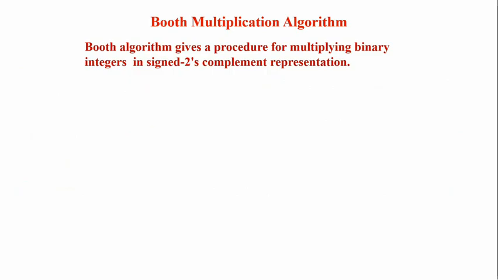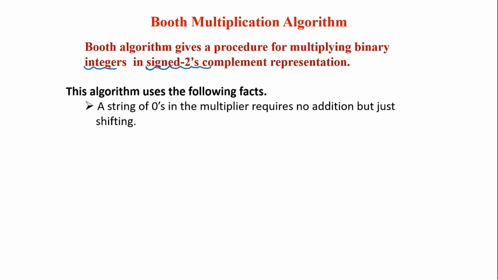Booth's multiplication algorithm gives a procedure for multiplying binary integers in signed two's complement representation. Booth's algorithm will perform multiplication of two numbers if the numbers are treated as in two's complement representation. The algorithm is based on two facts. The first fact is a string of zeros in the multiplier.